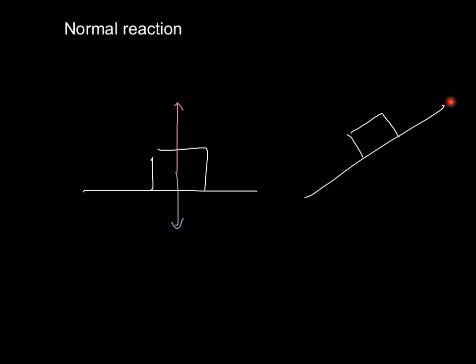But what if the surface is like this? Well, in this case, the weight still goes down, but there's a component of the weight, this one, that's actually not trying to get through the ground. So the ground doesn't care about this component at all. This is just going to make the block move this way. All that the ground cares about is this component of the weight, the one that's pointing perpendicular to the surface. Now, remember that normal means perpendicular, so that's why we call this a normal force.